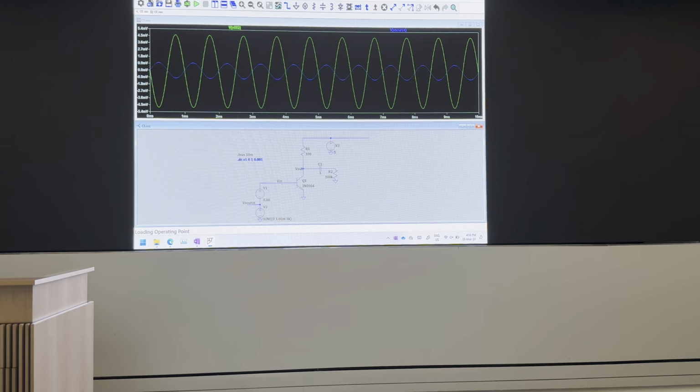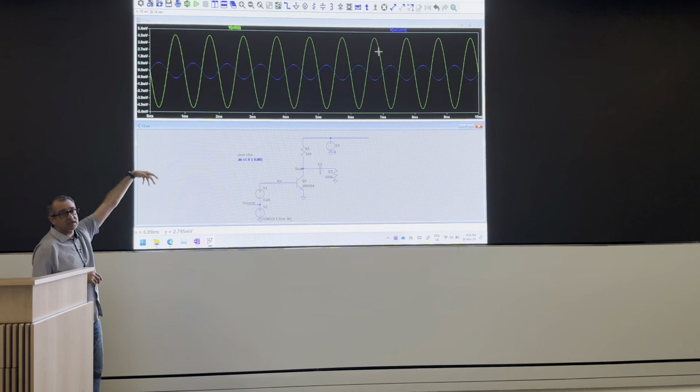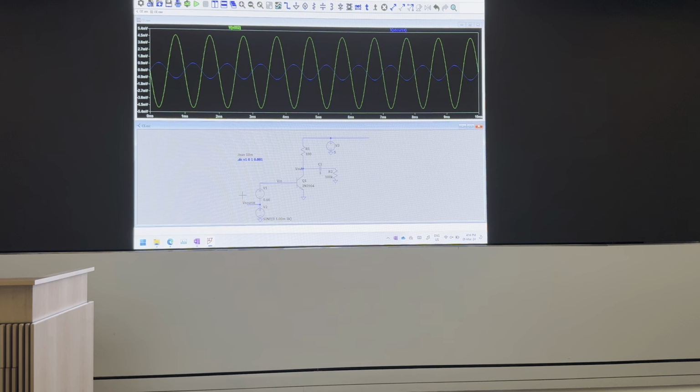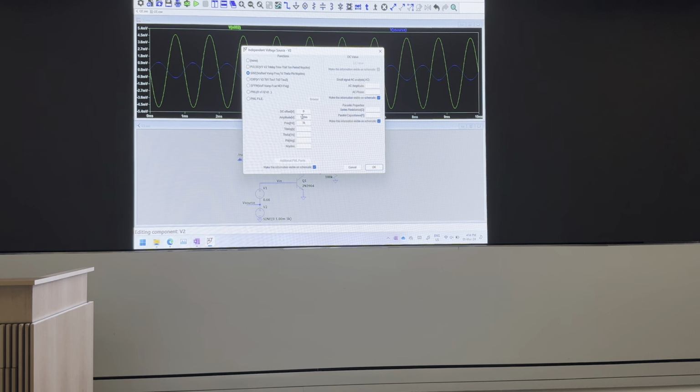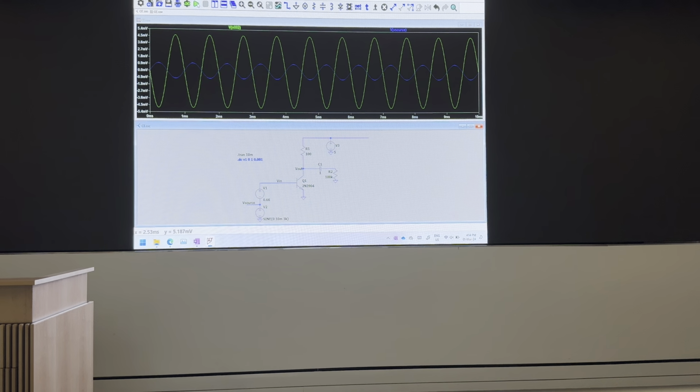You know, my input voltage was 4 millivolts. A nice clean AC at the input produces a nice clean sinusoidal at the output, right? So let's just see what happens if the input is 10 millivolts. Notice anything? It's not symmetric anymore.